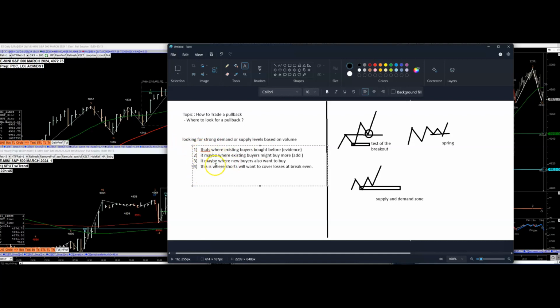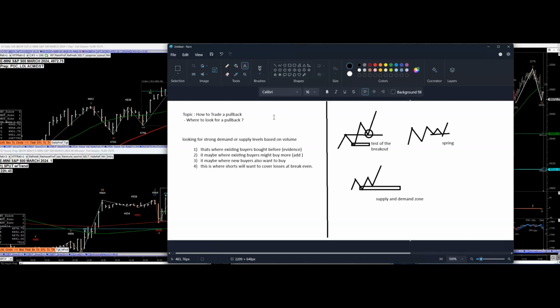Now you can see how this is different than looking for a pattern that has no sense. If I just show you a pattern, believe me, I see head and shoulders all the time. Half of them don't work. Maybe more don't work. But what I'm showing you is that these strong demand and supply levels are based on volume. Volume means they're existing buyers and sellers. Existing buyers are making money. They might want to add. Existing sellers are underwater. They're losing money. They want to exit.